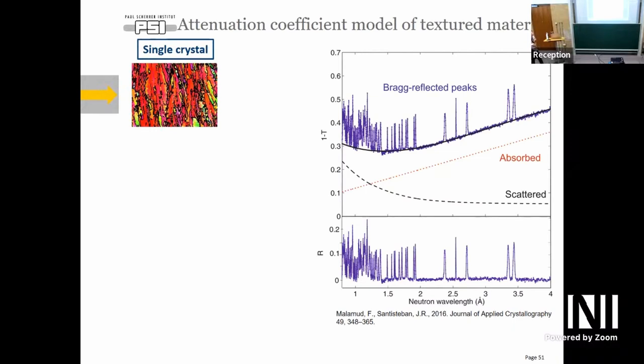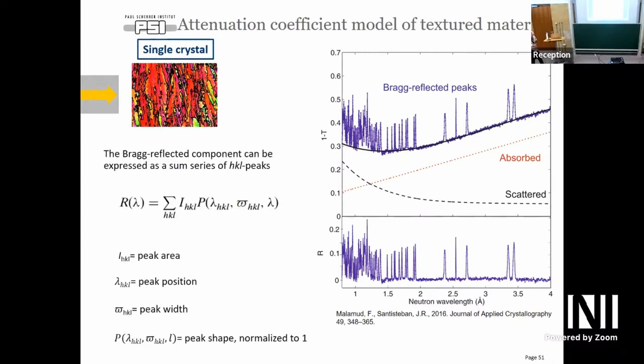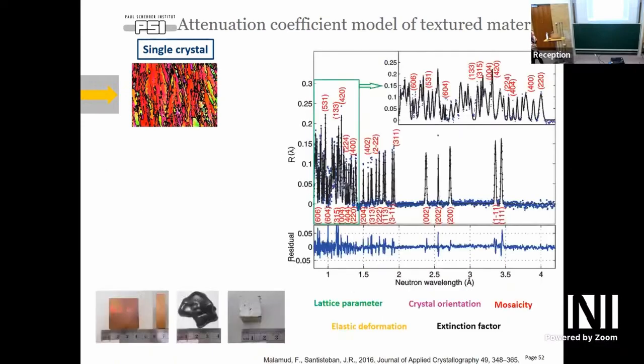So during my PhD, I basically defined a model to calculate or extract information from this. The model considered that the reflective component, or the component which is Bragg, has a collection of peaks, each one with an integrated intensity and a shape, which depends on the peak position and the peak width. Using this model, I fitted a lot of samples. The only thing I would like to highlight here is that this model works to analyze single crystal material, and it allows you to extract information about the lattice parameter, crystal orientation, mosaicity, and a lot of things. And this has been used to study.